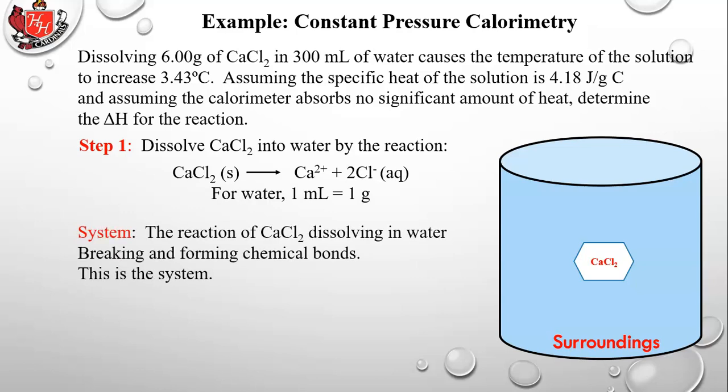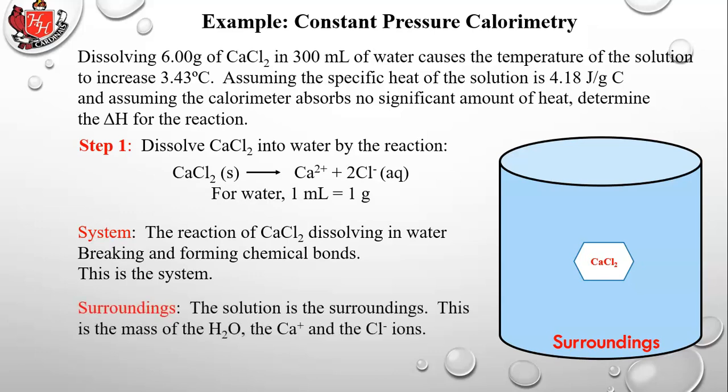Now, what is the system? The system is the reaction of the calcium chloride dissolving in water and breaking and forming chemical bonds. So we're interested in the energy of those chemical bonds breaking and being reformed in whatever fashion that they're doing that. So that's the system.